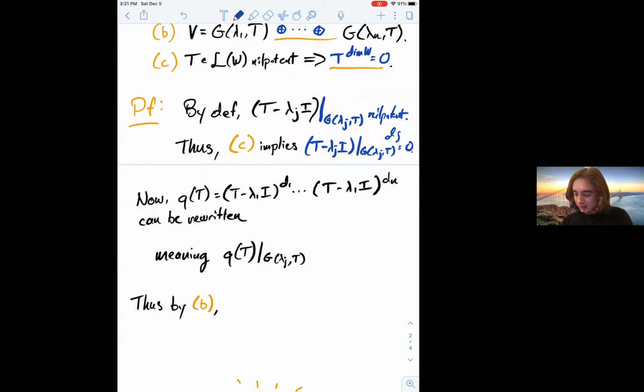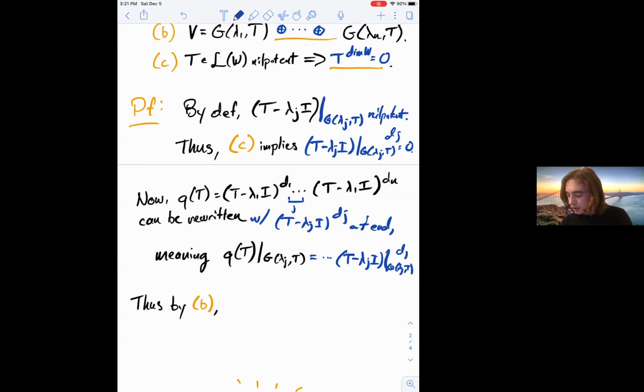We can take the part in the middle, that is the jth term, and stick it at the end. So we can rewrite it with (T minus lambda_j I) to the d_j at the end, meaning that our characteristic polynomial restricted to the jth eigenspace is equal to T minus lambda_j I restricted to that eigenspace raised to the d_j power.